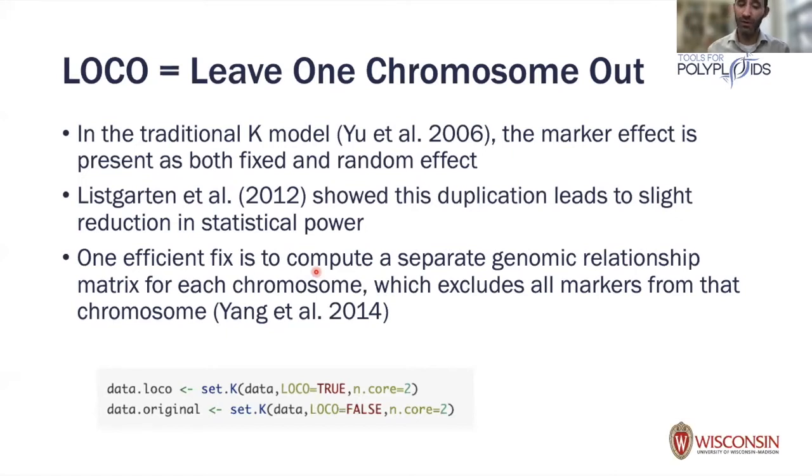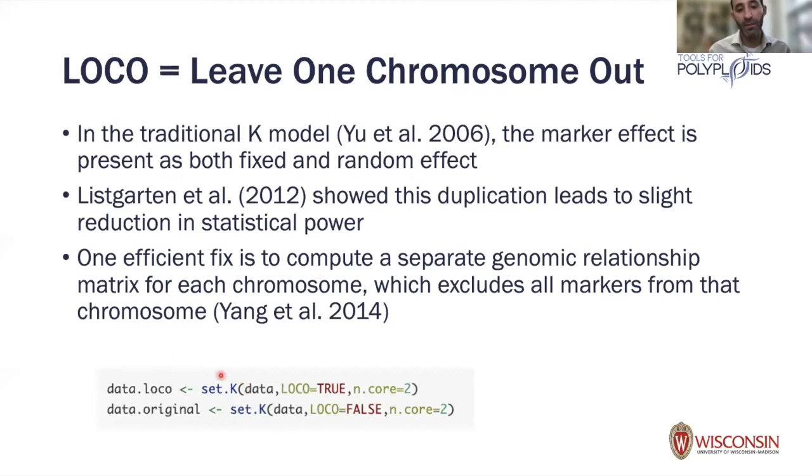They used some clever linear algebra to get around it, which is not that easy to implement without rewriting the entire foundation of the software. So a simpler fix to the problem was proposed by Yang et al. in 2014, in which they just advocate calculating a separate genomic relationship matrix or kinship matrix for each chromosome. And the kinship you calculate for a chromosome is based on all the markers except those on that chromosome. This ensures that you don't include the marker as both a fixed and a random effect in the test.